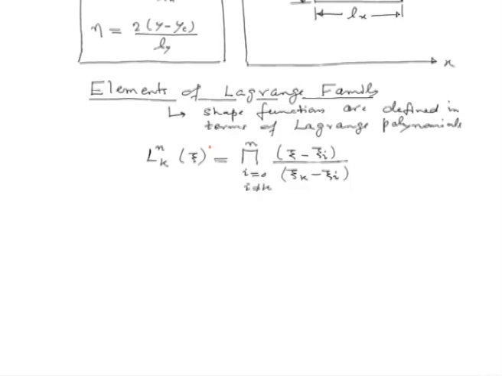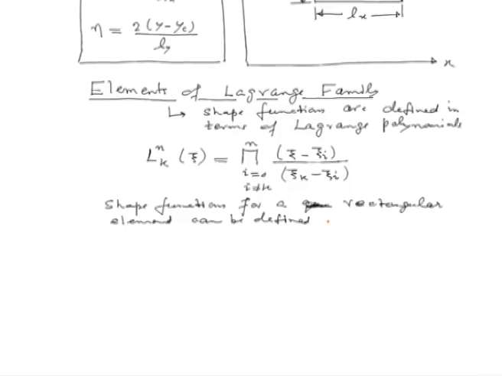Now, in terms of Lagrange polynomials, the shape functions are defined. So, shape functions for a quadratic element, a quadrilateral or rectangular element, can be defined in terms of L_k(xi).